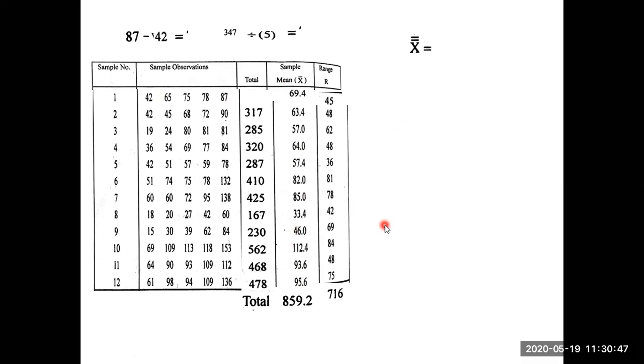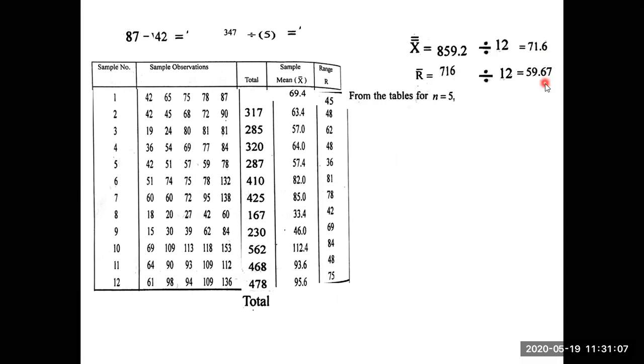Control line is x double bar. That means 859.2 by number of samples. Number of samples is how much? 12. Divided with, you are going to get 71.6. R bar is nothing but summation of R is this much, divided with how much? Again 12. You are going to get 59.67.